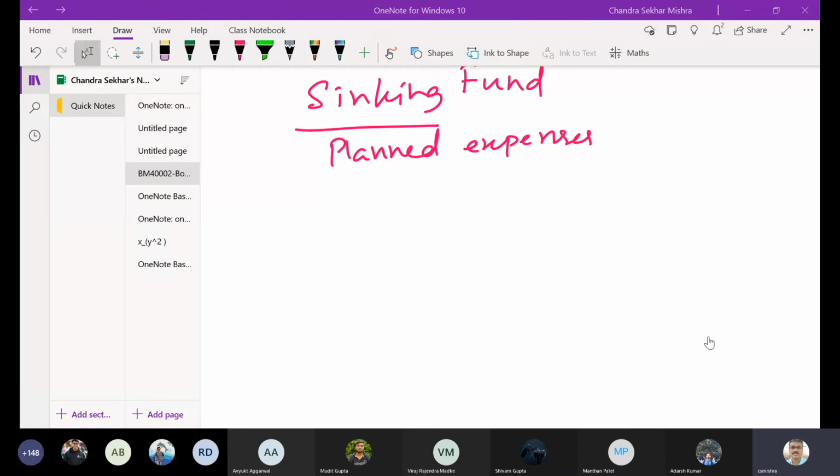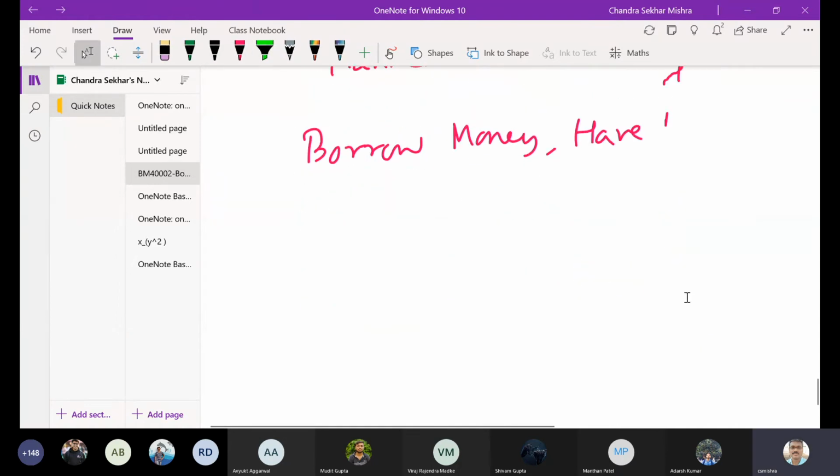What Charvak told: Rinam krutva ghritam pibet, yavat jivet sukham jivet. In my words, if I have to make it rhythmic: borrow money, have honey.